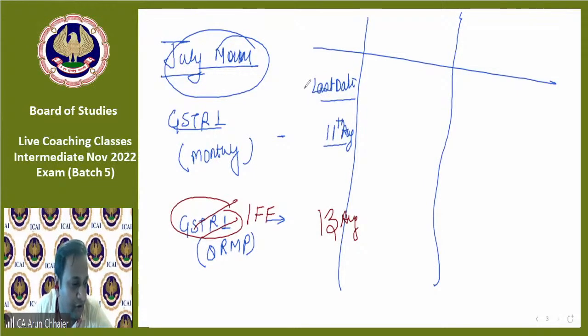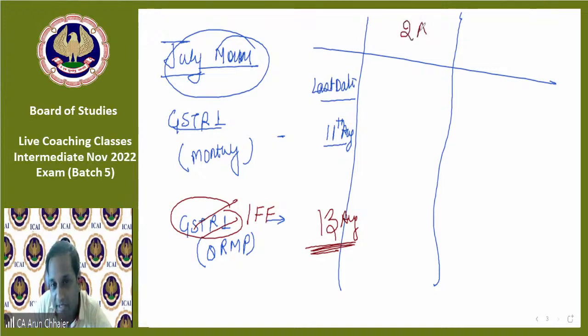13th August, not 14th. QRMP due date is 13th. Sushil, 13th. Why 14th? From where are you saying that it is 14th? The due date is 13th.